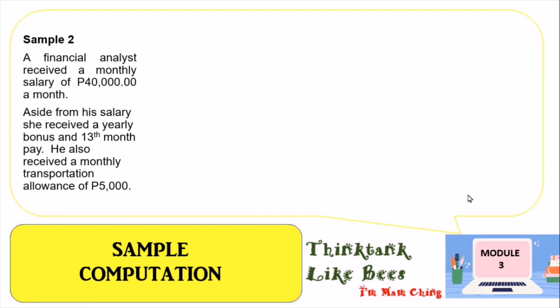Okay, so here's sample number 2. A financial analyst received a monthly salary of 40,000. Aside from his salary, he received a yearly bonus and 13th-month pay. He also received a monthly transportation allowance of 5,000. So how do we compute for that?